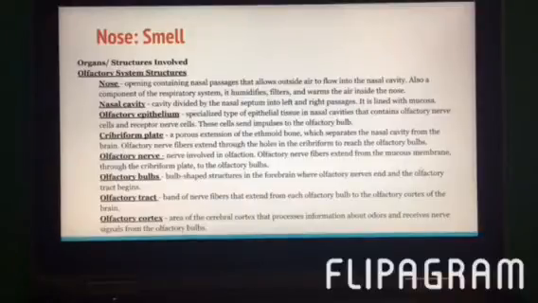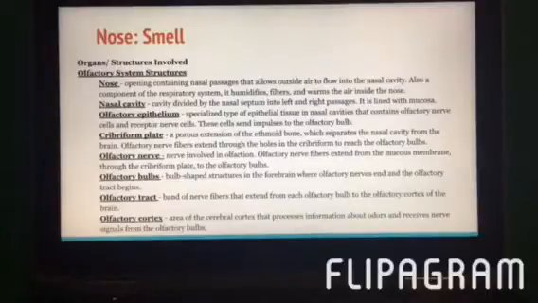According to Thaco.com, here are the olfactory system structures. So we have the nose, an opening containing nasal passages that allow outside air to flow into the nasal cavity. Then we have the nasal cavity, a cavity divided by the nasal septum into left and right passages. It's lined with mucosa. The olfactory epithelium, a specialized type of epithelial tissue in the nasal cavities that contains olfactory nerve cells and receptor nerve cells.